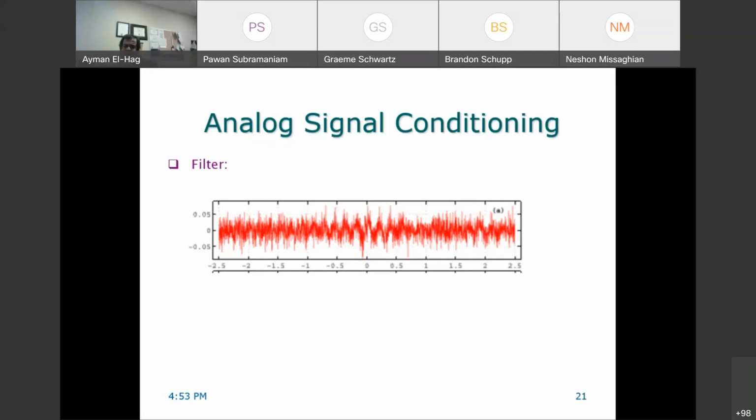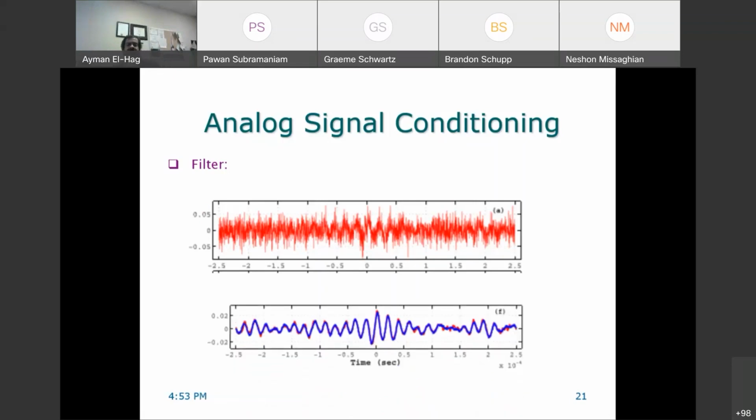Now, when you look at this signal, you don't actually know, are you measuring something here or is it just noise? So we need to filter it out. And when we filter it, see here, now this is way better. Now we can get some information from that signal, for example, the peak value or some other more important information.